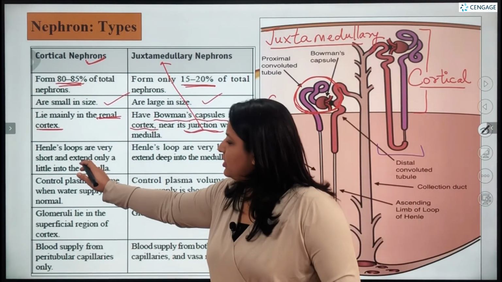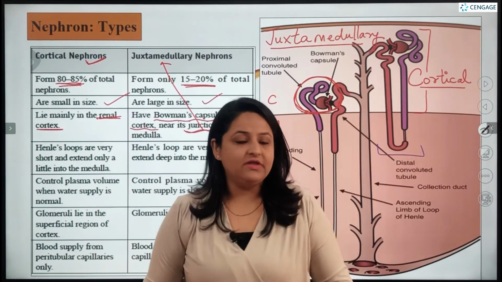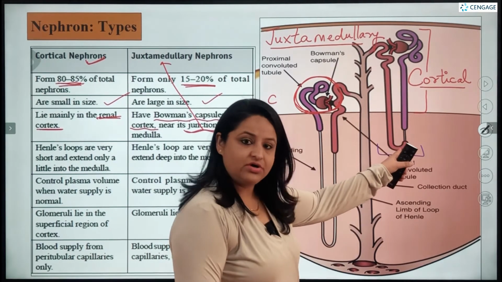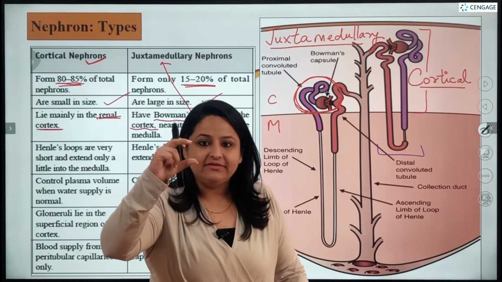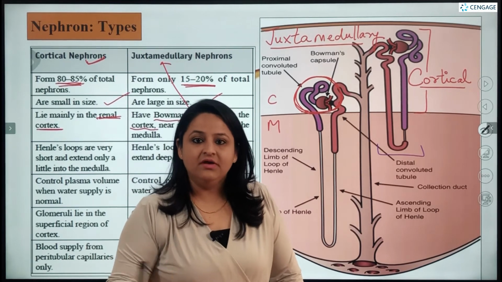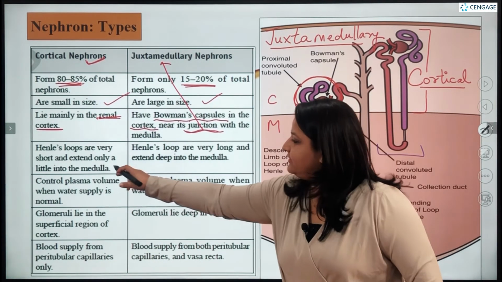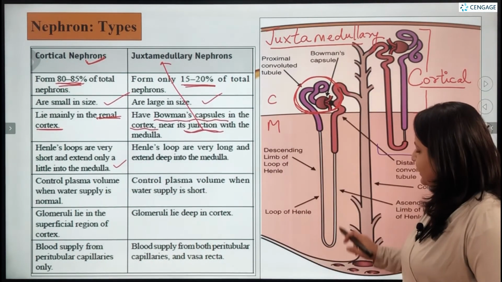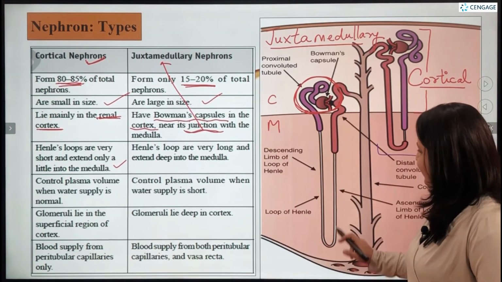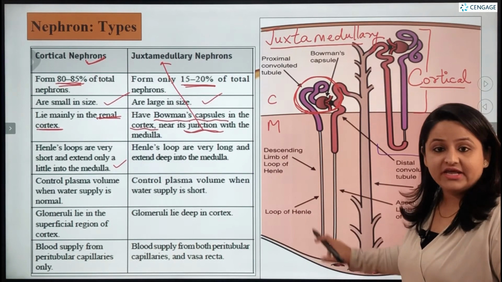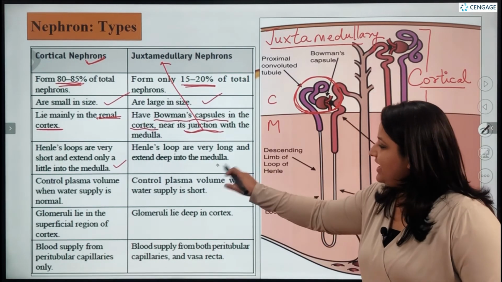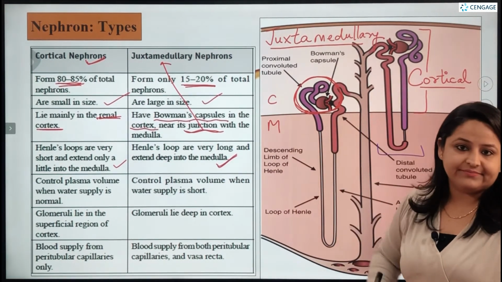Then for the cortical nephrons, if you can see over here, the loop of Henle is comparatively very short and it extends only a little into the medullary region. Whereas in the juxtamedullary nephrons, we see that the loop of Henle is comparatively very long and it extends very deep inside the medulla.